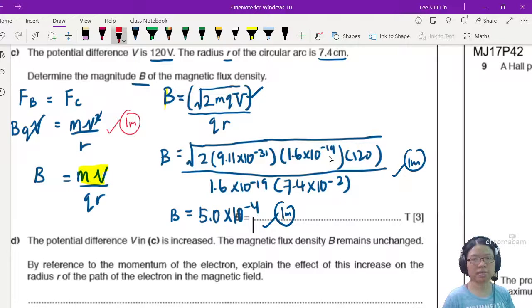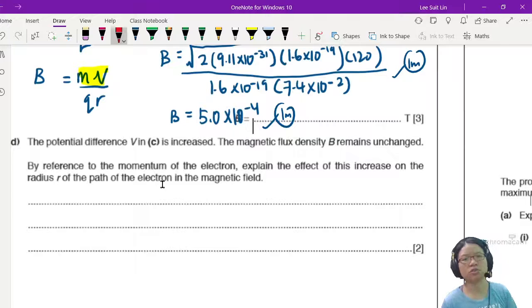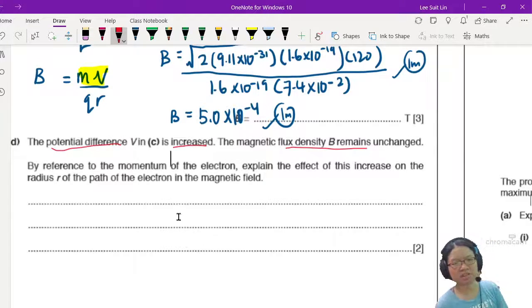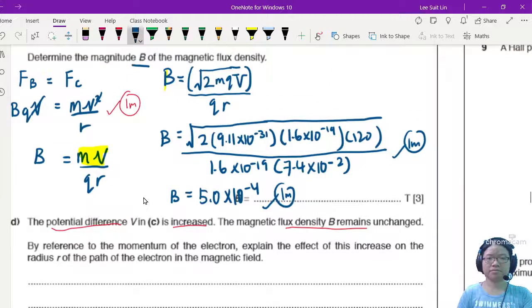Let's look at part D. In part D, the potential difference V is increased. Magnetic flux density B remains unchanged. So B remains unchanged and potential difference is increased. So let's do a bit of a back of a napkin calculation. I write down the equation first. The equation that we have is this one.